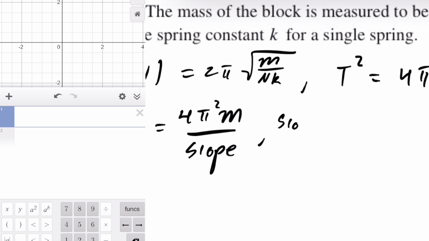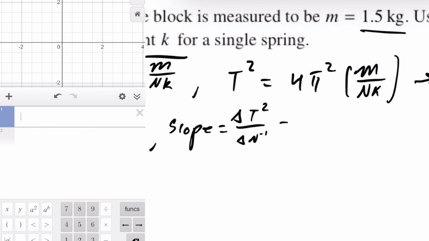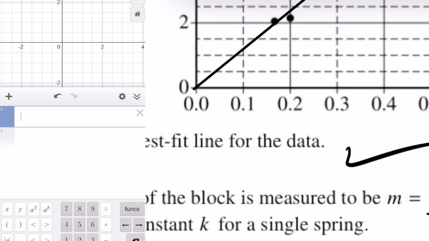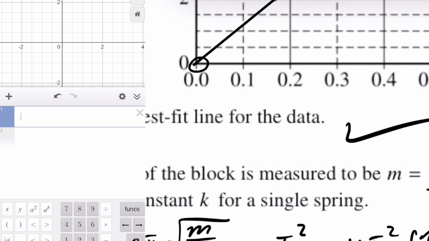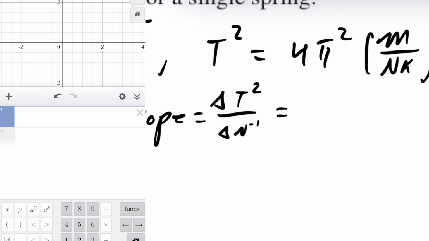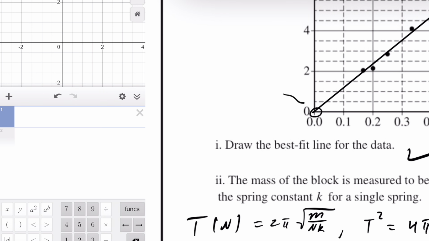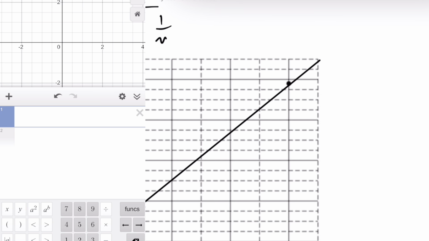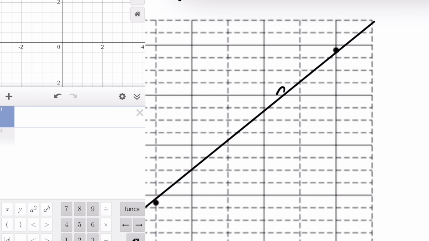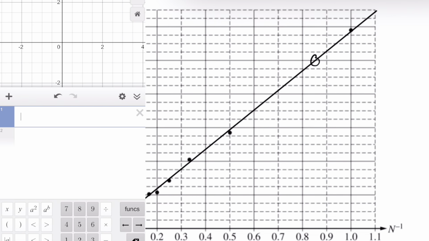Well, slope has to equal delta t squared over delta n to the negative 1. This is where we pull points from our line of best fit. So let's pick one. Wow, we got lucky. 0, 0 is a point. So we'll just write that down: 0, 0. And let's pick another point. Let's pick an easy one, right smack dab in the middle of the line.